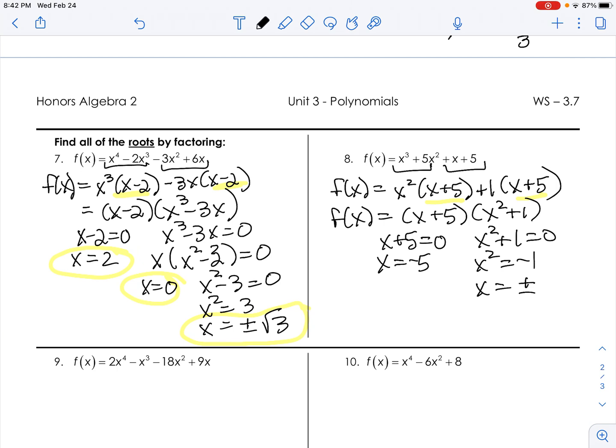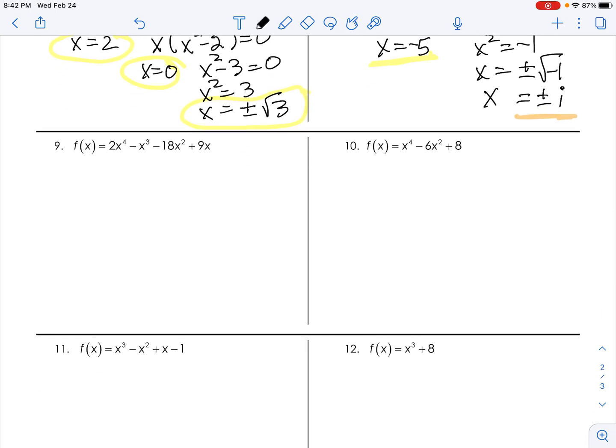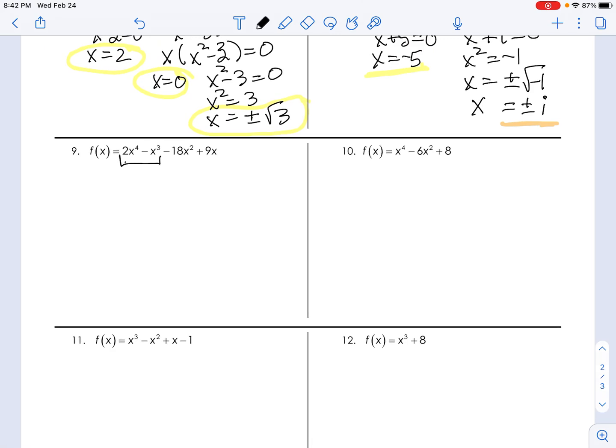X equals plus or minus. Please don't forget the plus or minus. The square root of negative 1, which is plus or minus i. Now, you know that the cubic polynomial has 3 zeros. One of them is real, so I'm reminding you, this is the real one, and this represents the 2 imaginary zeros. So there are 3 zeros, in fact, right? But 2 of them are non-real, and the non-real always come in pairs. Number 9, factoring again.